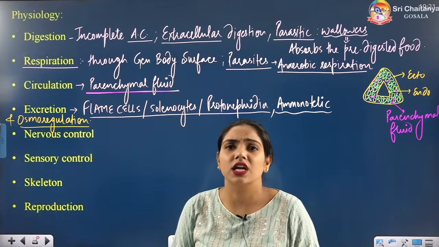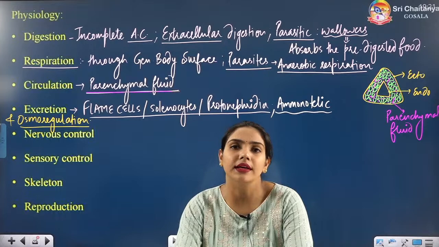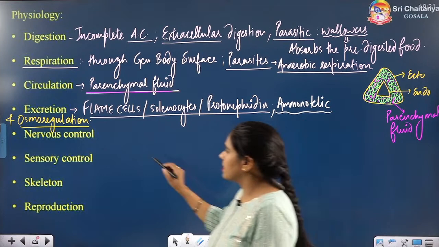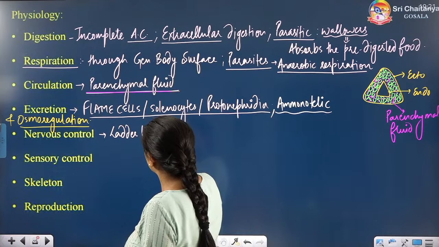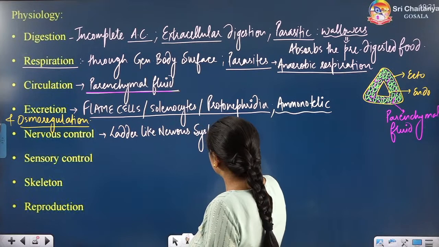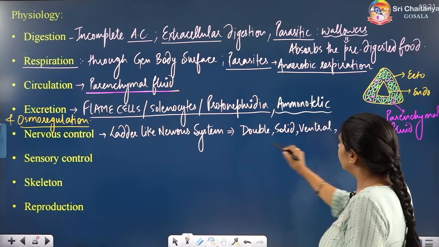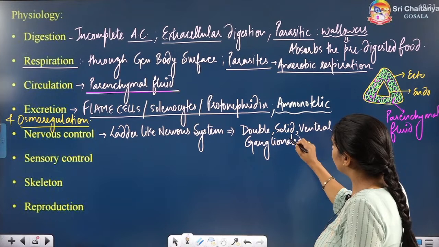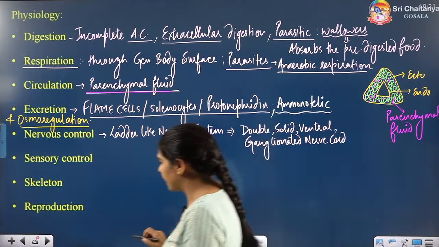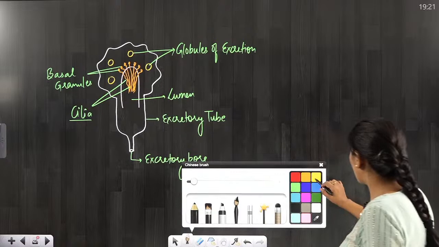Before this, we have seen the nervous system was very diffused and of a very lower grade. But now we have seen a ladder like nervous system in them. Nervous control is done by the ladder like nervous system. In this ladder like nervous system, you will see a double solid ventral and ganglionated nerve cord. I will show this with the help of a diagram. Just like I made the diagram of the flame cell, we can make the diagram of the ladder like nervous system. The ladder like nervous system looks like this.